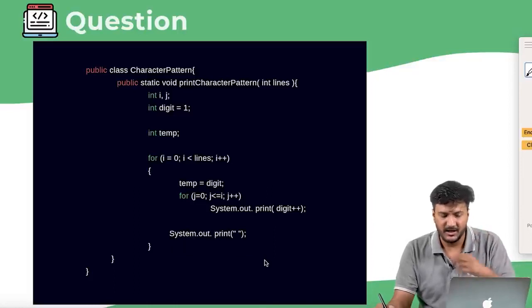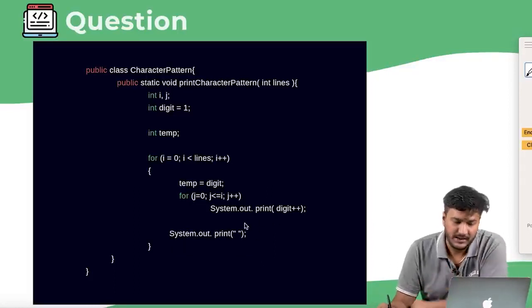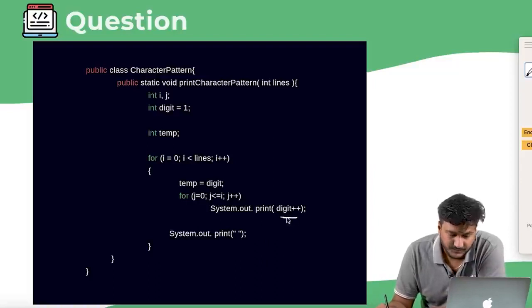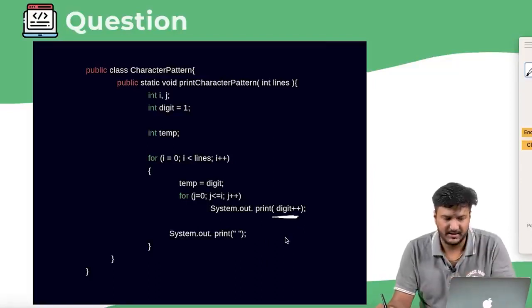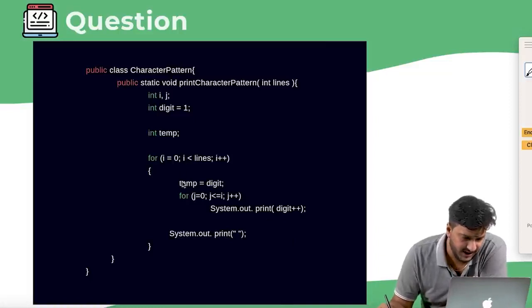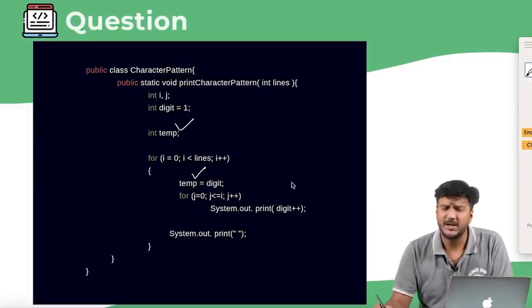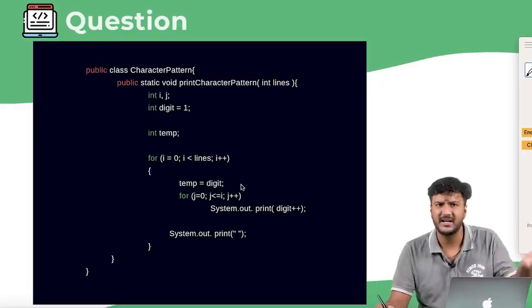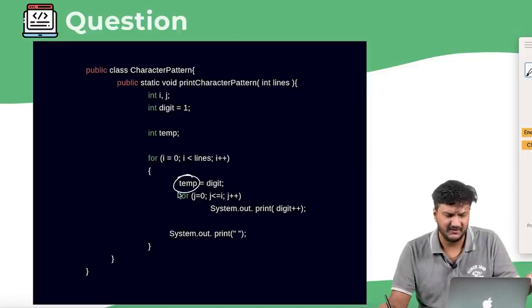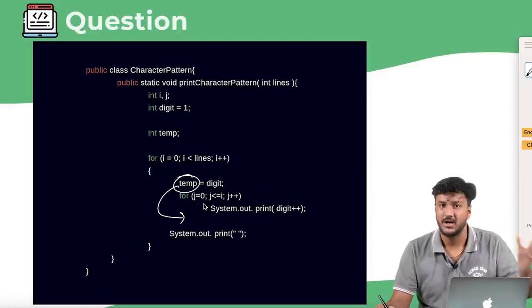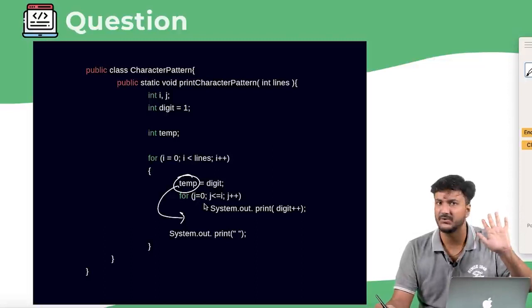Now, one more problem here that I want you to see is that if you run this program, so let's go ahead and run this particular program, right? So in the first iteration, temp is equal to digit and digit, right? Now, where is temp used? Temp is used once here, temp is used once here. What is the point of assigning temp to digit? There is no point that we are doing it. Just temp is getting assigned the value and we are not using it anywhere. So that should give you a red flag that something is wrong.